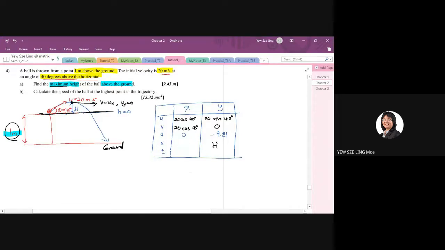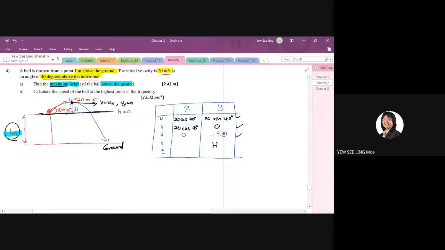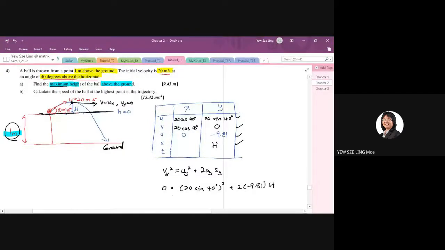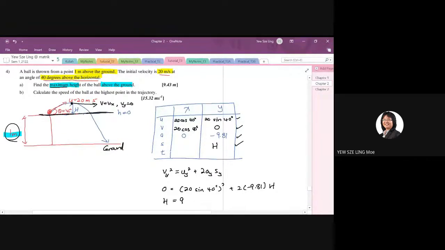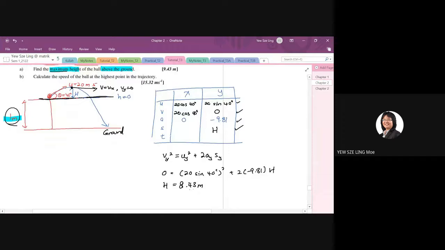Now let's see how we are going to calculate capital letter H. Do we have enough information? Obviously, yes. We have UY, VY, AY, three known variables with an unknown H. Therefore, I'm going to use the equation VY squared equals UY squared plus 2 AY SY. So 0 equals (20 sin 40 degrees) squared plus 2 times negative 9.81 times H. And my H equals 8.43 meters.